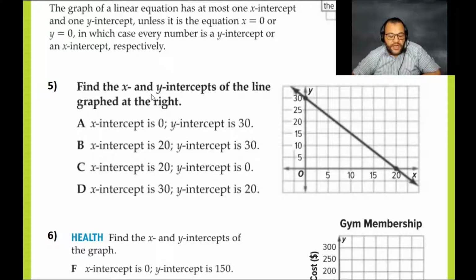So find the x and y-intercept. What is the meaning of the x-intercept? When I ask a question, please give me the answer. The value of y is 0 and the intersection of the graph is with the x-axis.